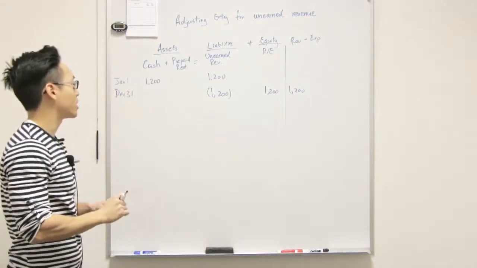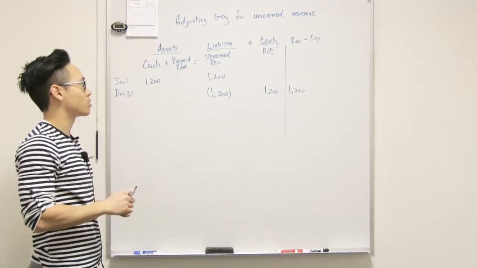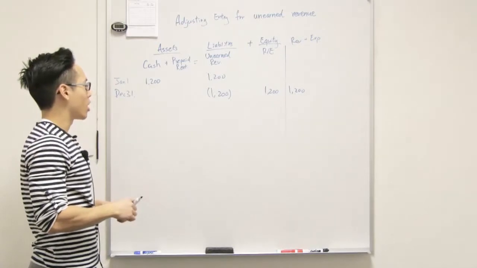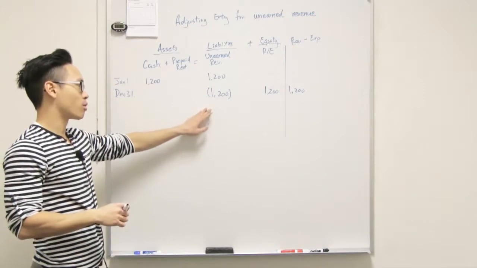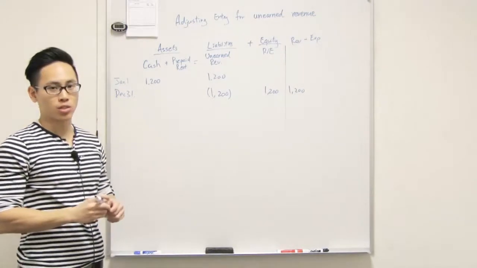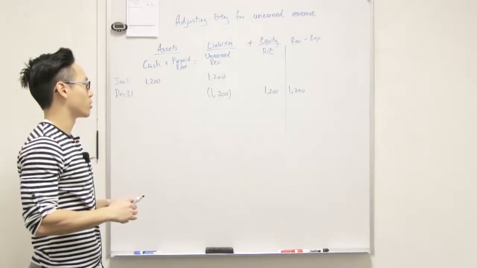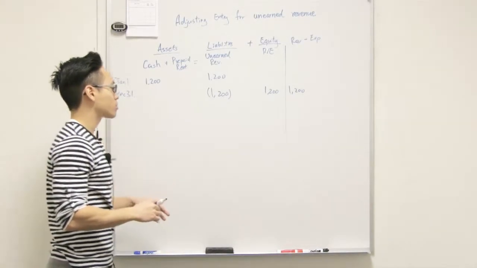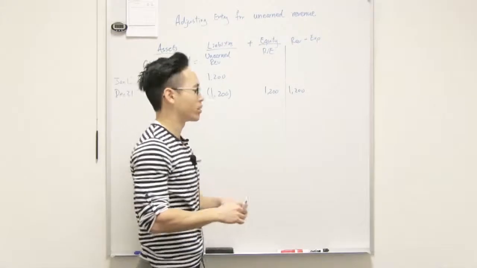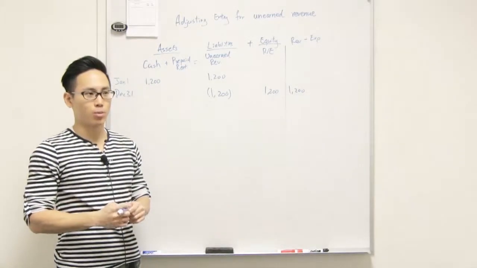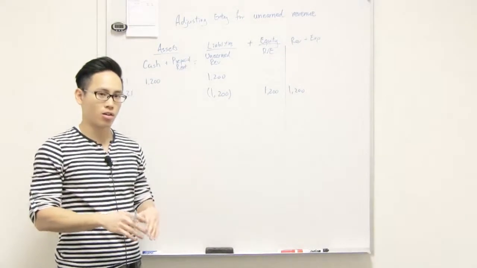So this is what happened at the end of the year when you adjust entry for unearned revenue. Your unearned revenue would go down because you don't owe that customer any service anymore, and so the liability would go down. And then your revenue would go up because you performed services throughout the year.